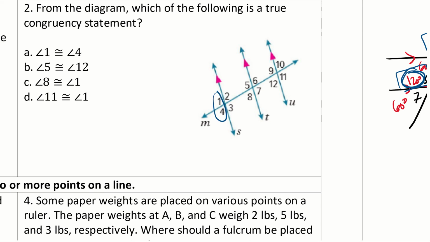Is that true? No, because those form a linear pair. They have to add up to 180. So that can't be true, right? They add up to 180, so they're a linear pair. They add to 180.